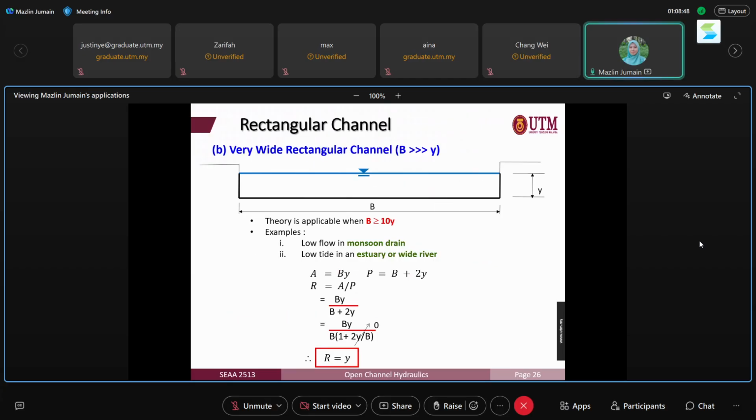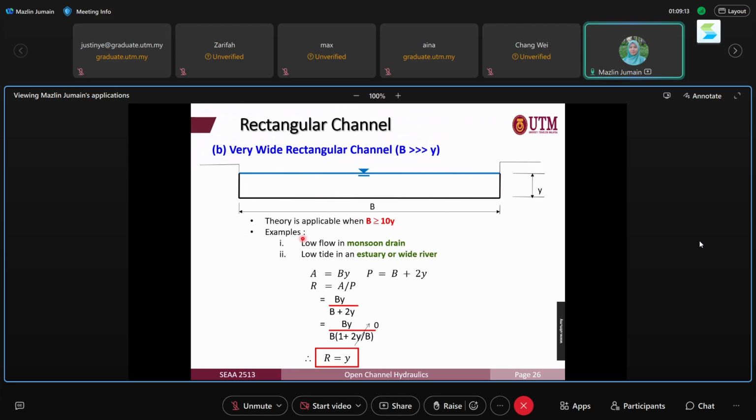Okay, and then next, for the second type of rectangular, we have the very wide rectangular channel. For the very wide rectangular, the bottom width is much bigger than Y. This one is just the theory part. B is higher than 10Y.